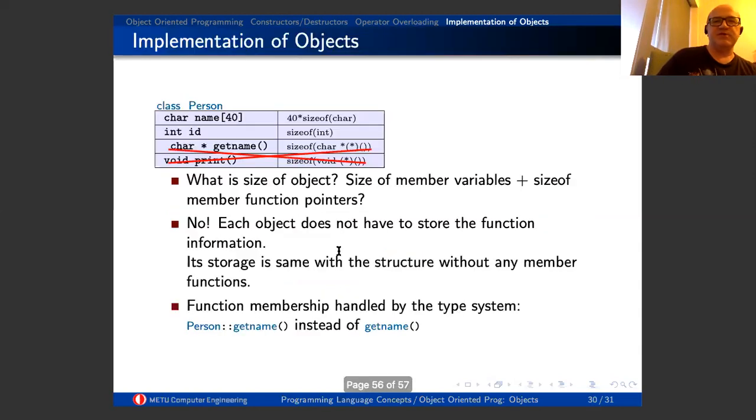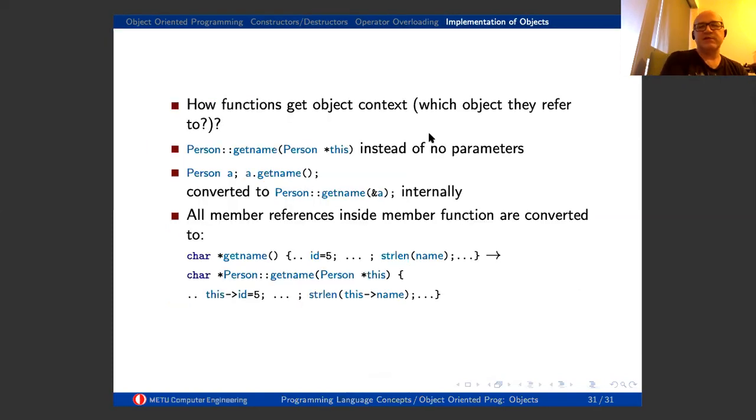The only exception to this is through virtual members and multiple inheritance, virtual inheritance. They add extra pointers here. So two pointers are added. But otherwise, you can assume that the size of person is the same as the size of person without any member function. We are going to talk about those exceptions later.